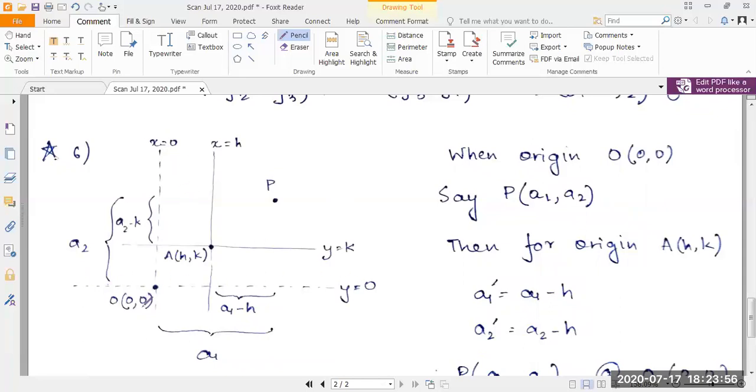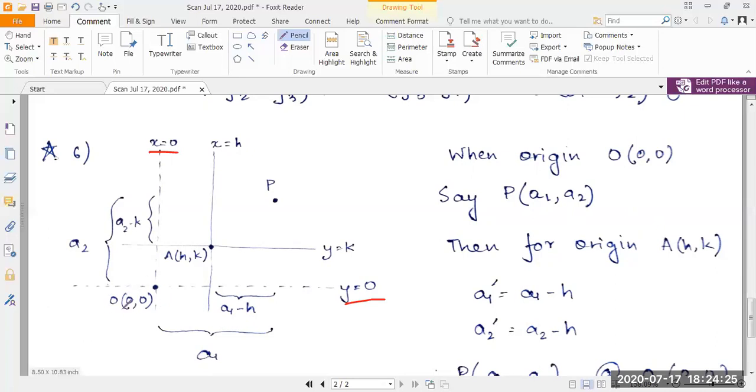The final relation that we'll be covering is, let's say we have the axes. So this is the y-axis, which is given by x equal to 0, and this is the x-axis, which is given by y equal to 0. And obviously, naturally, this is the origin, which is given by the coordinate 0, 0. Let's say for a particular sum, we have to shift this origin to another point A, which is given by the coordinate h, k.